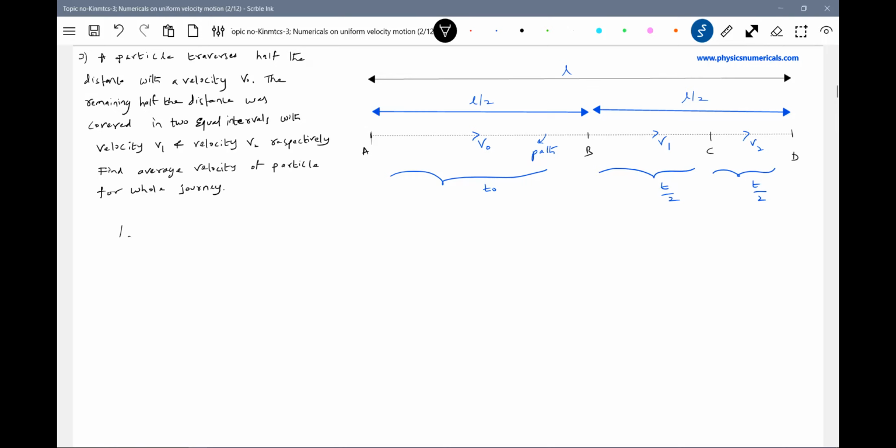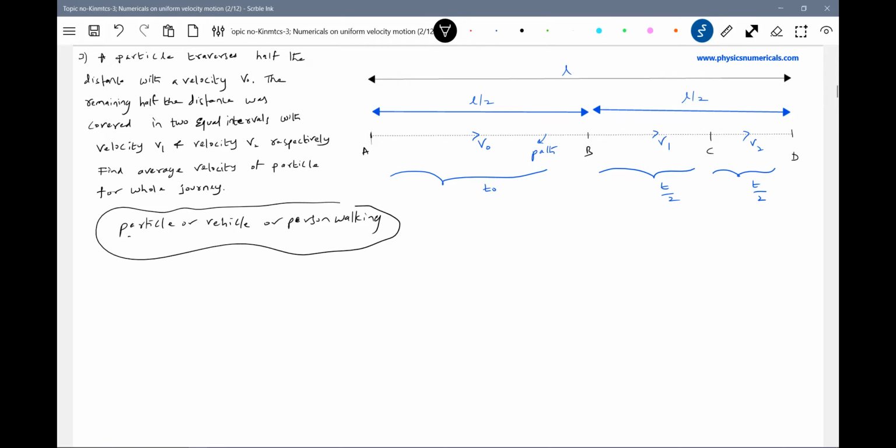Sir, what do you mean by particle? Or vehicle, or person walking, anything you can take. Why do we go for particle? Because all this physics we are discussing started around the 12th, 13th or 15th century. At that time, we didn't have vehicles, am I right? The locomotive engines and vehicles we see now were not there.